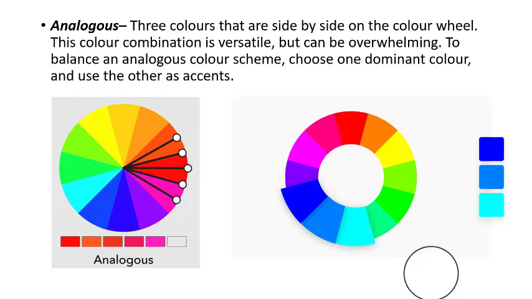And next we have analogous. Three colors that are side by side on the color wheel. This color combination is versatile, but can be overwhelming. To balance an analogous color scheme, choose one dominant color and use the others as accent. So it's very simple. Just use one color as dominant, and you just add touches of others. So that's how you make the best out of analogous. Just like the two examples given here. And you can see the colors in analogous are quite close. So that's analogous.